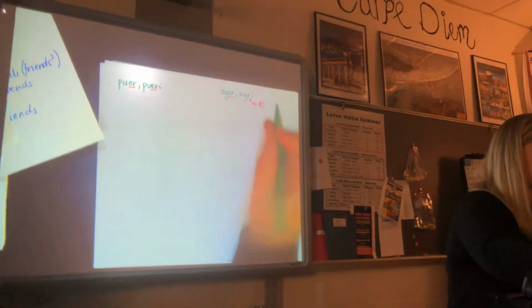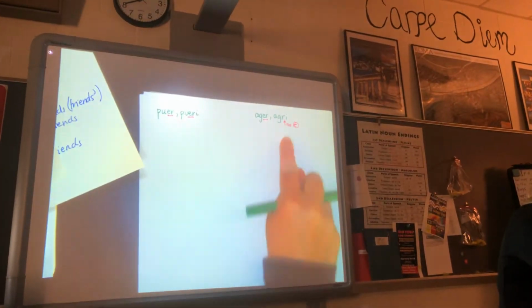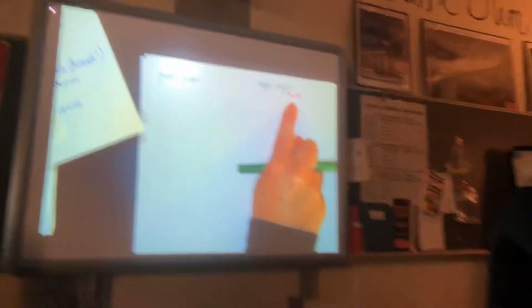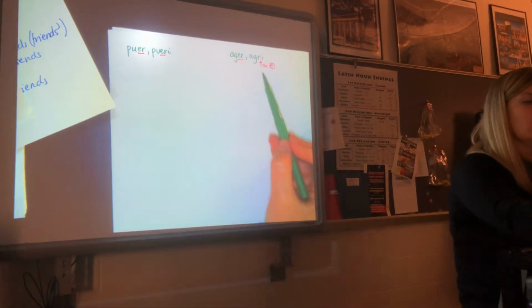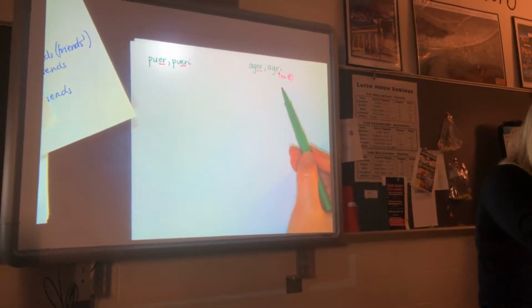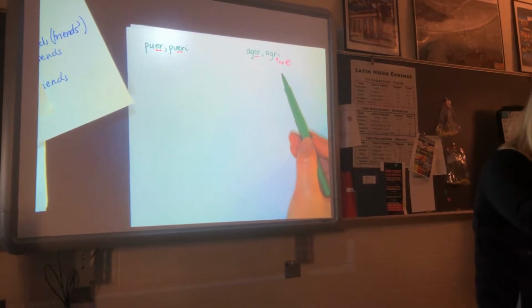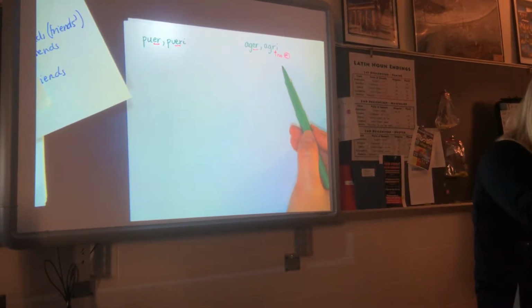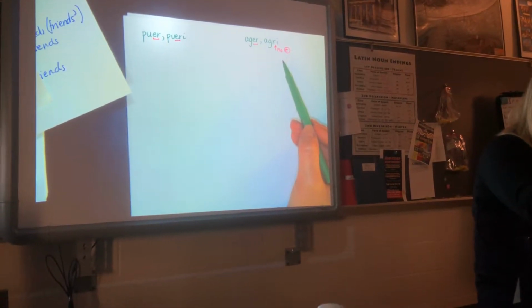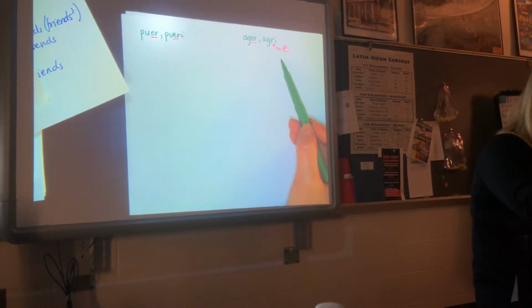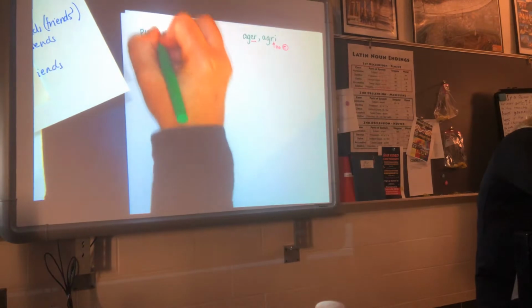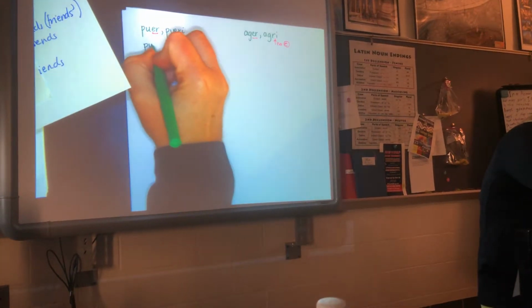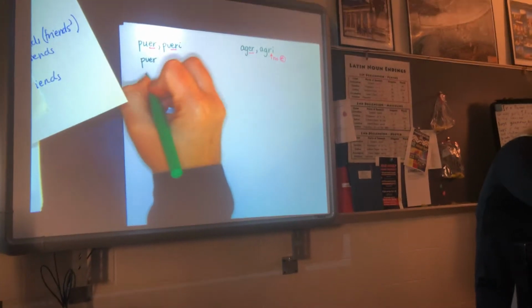Okay, do you see that this drops the E? This has an E. Then do you see this one doesn't? Sometimes they drop the E. Sometimes they keep the E. Okay, do we see that? So you need to know that ager drops the E. So vir is actually going to be your whole stem.